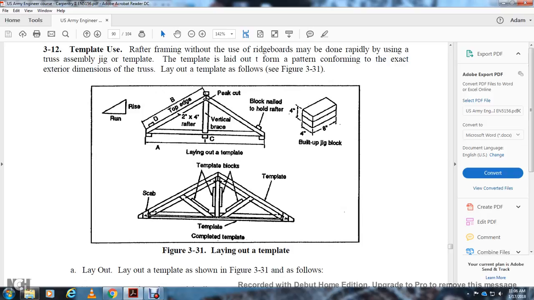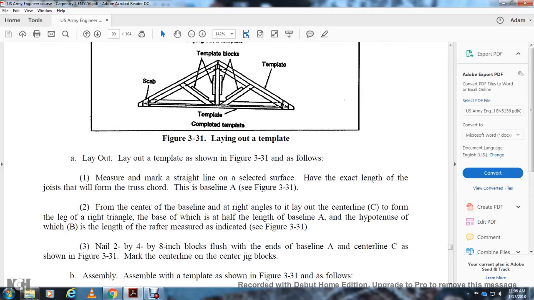The template blocks, the template content, completed template, scab template, and rafter, vertical brace, peak cut, top edge, rise, run, layout, block nail, hold together, built up jig block.